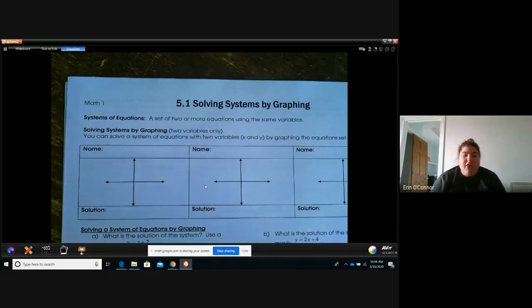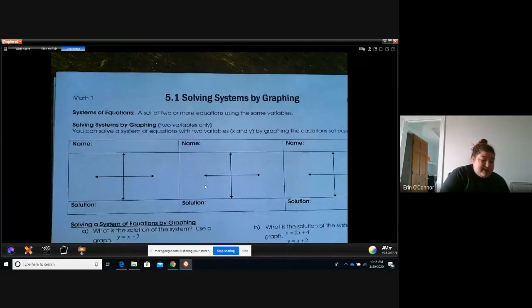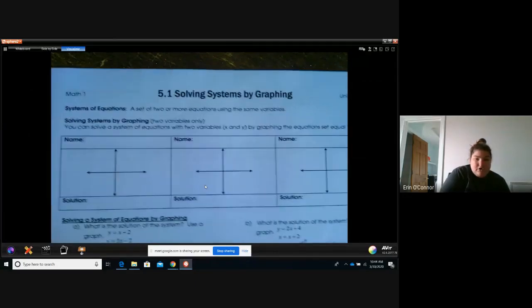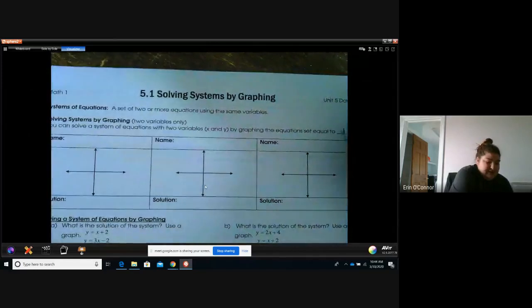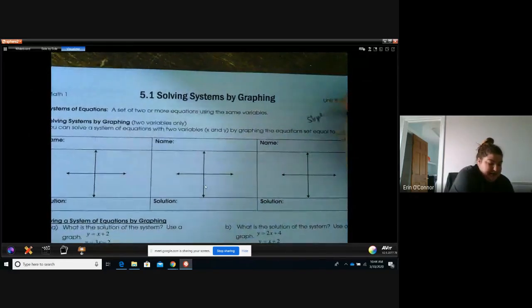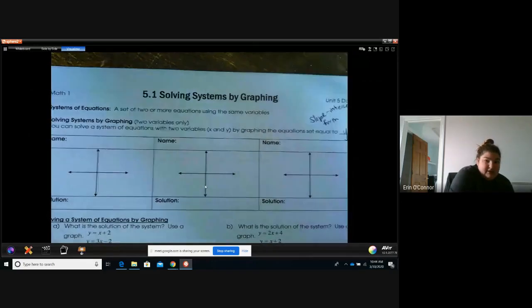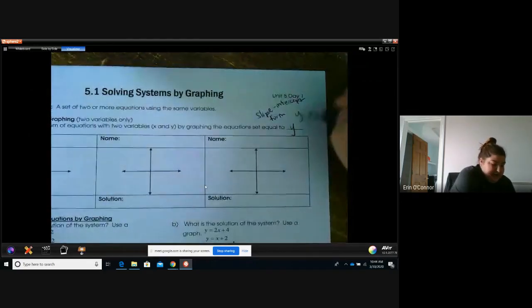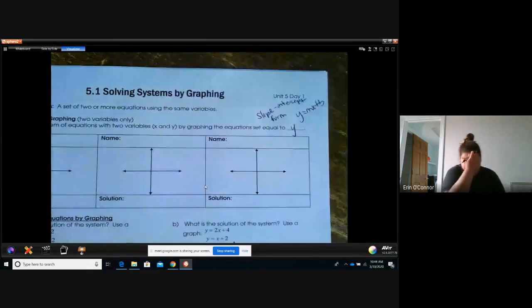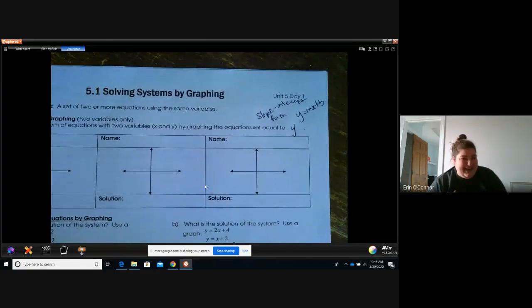So there's three main ways we're going to learn how to solve systems. The first one's by graphing. This is when you only have two variables. You can solve a system of equations with two variables, x and y, by graphing the equations set equal to y. So this is when they're in slope-intercept form, or the y equals mx plus b form. So you do need to make sure they're equal to y if you are graphing these by hand.